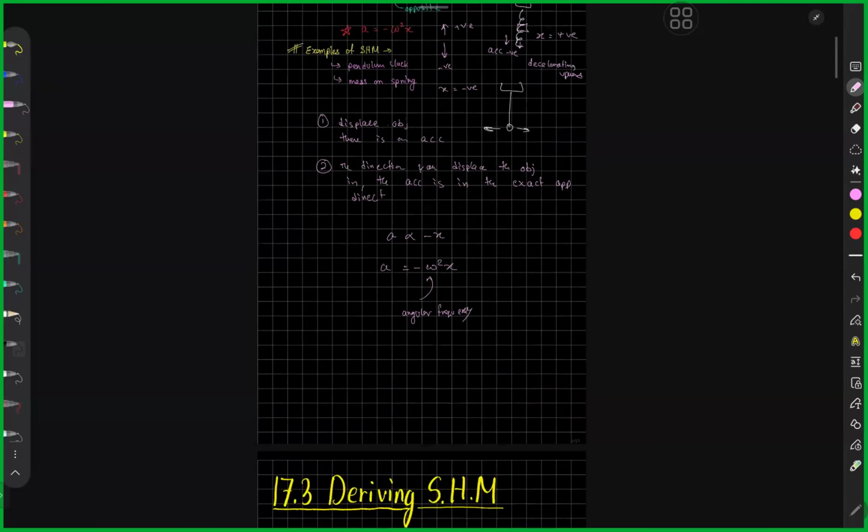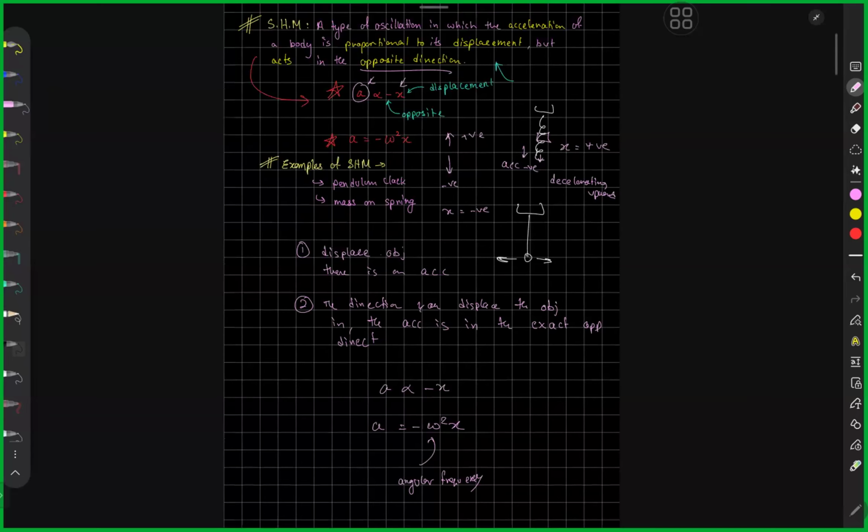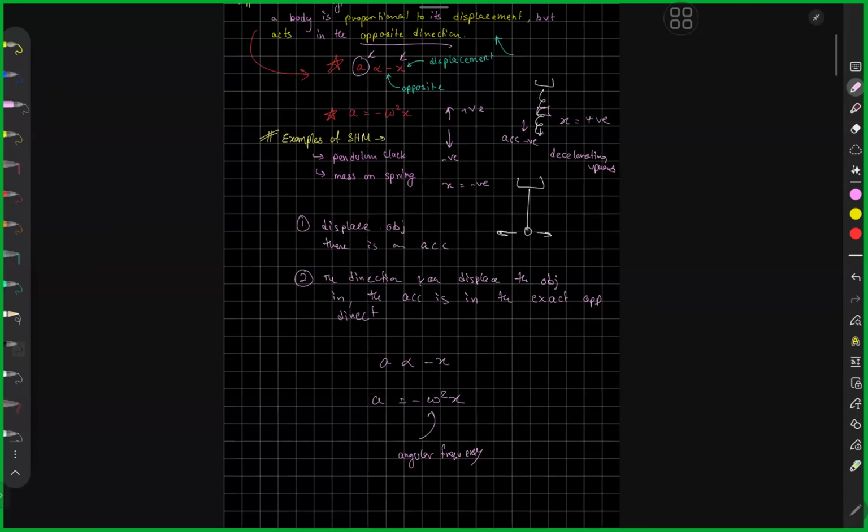Point is, when we remove the proportionality, we get omega square as the constant. That is a constant. Okay. Does the angular frequency or angular velocity of the bob change as oscillation takes place? No. The rate of change of theta does not change. Doesn't matter what position it is in.